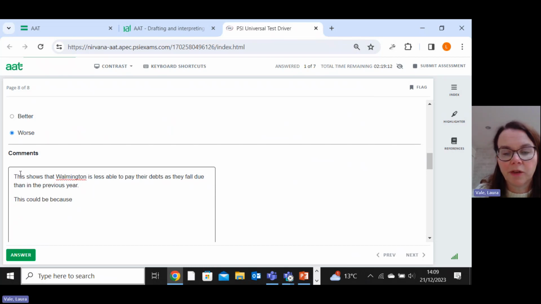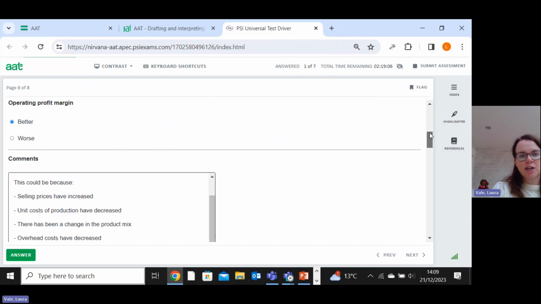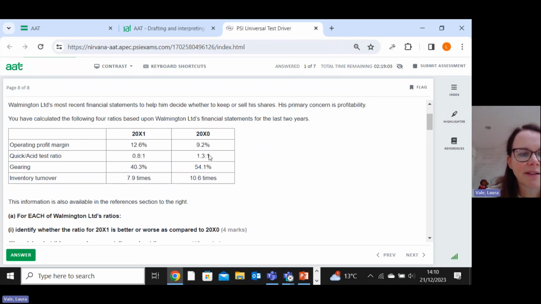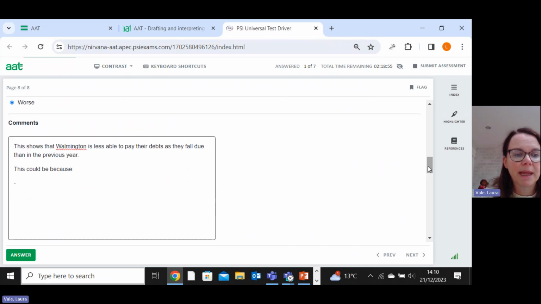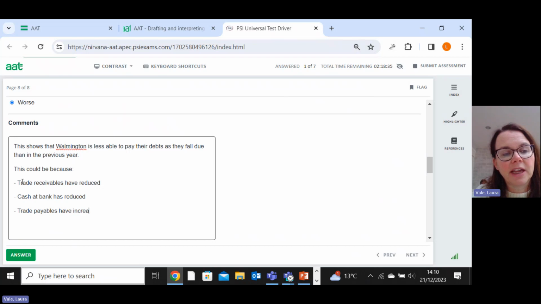This could be because. So why might their quick ratio be falling? So remember, this is nothing to do with inventory because that's been stripped out of this one. So think about what your current assets are. So it could be because trade receivables have reduced. Cash at bank has reduced. Or it could be that trade payables have increased. Now, you don't really need the knock-on effect.